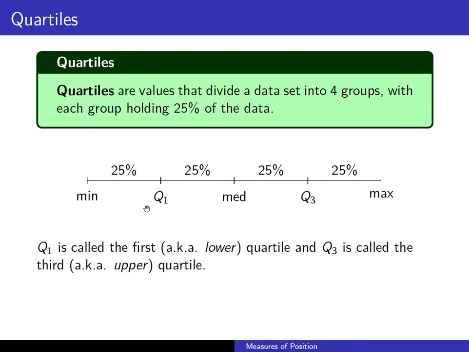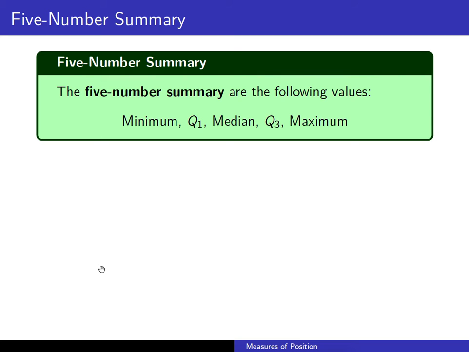So Q1 is called the first or lower quartile, and Q3 is called the third or upper quartile. Depending on the context, you may hear these as lower and upper versus first and third. And so the 5-number summary is those 5 values: the minimum, the first quartile, the median, the third quartile, and the maximum. The 5-number summary divides our data into roughly 4 equal groups.